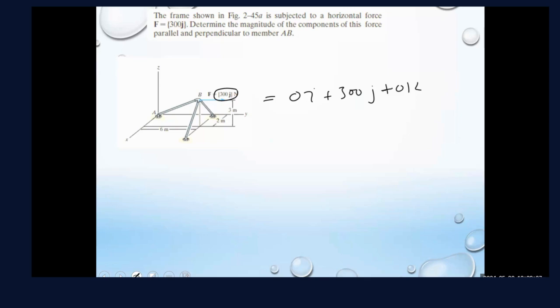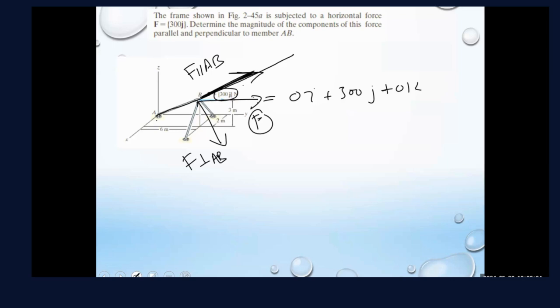Now they are asking that if you extend this line AB, this is the AB direction, and the force is like this, what would be the projection of this force on this line? Like what would this force be? The projection of the force parallel to line AB. They are asking you this. And then what is perpendicular to it? What is the projection that is perpendicular to AB?